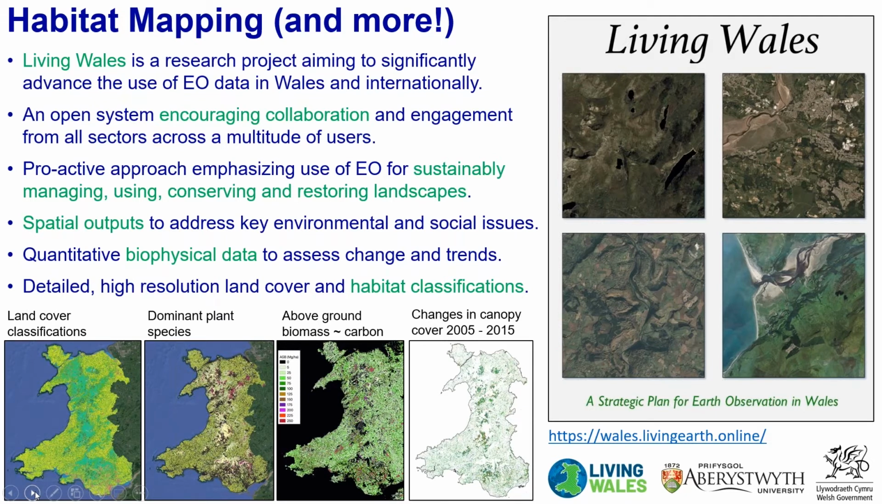It's a collaborative project with Welsh Government and Aberystwyth University, but also encouraging input from collaborators outside the UK. And it does generate habitat maps and land cover maps, but there's also all kinds of spatial outputs, such as above ground biomass, which is a proxy for carbon. And it does change detection, like changes in canopy cover. And there's a taxonomy of habitat changes.